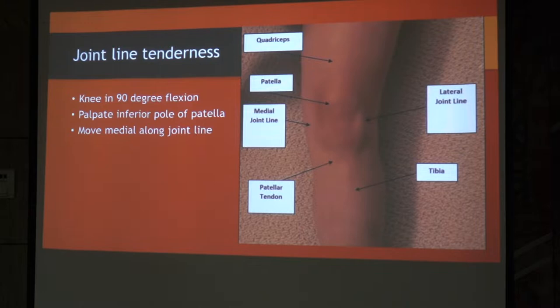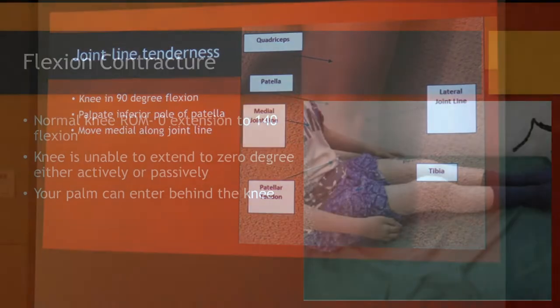It's best to palpate when you flex the knee to 90 degrees. This is the patella; you take the level of the inferior pole of the patella, move to the medial side, and when you put your thumb here, the patient will have excruciating pain.